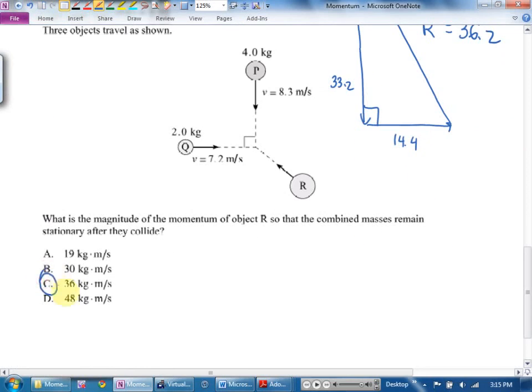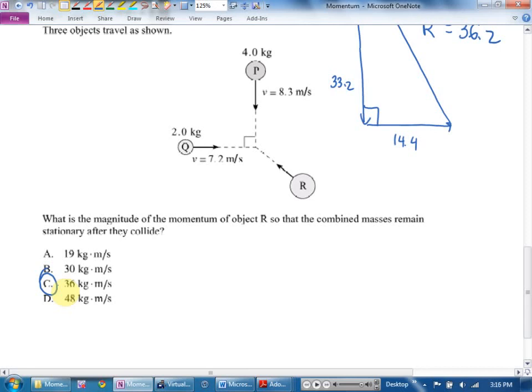How else could I ask this? Instead of asking the magnitude, I could have just said at what angle, what direction. Okay, so you wouldn't do the Pythagoras, you'd do the trig. I think tangent would get you an angle. Or, if I wanted to make a good written question, tell you the mass of object R and find the velocity. Okay.